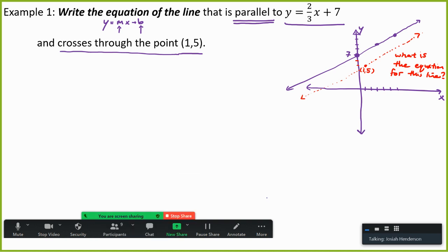That's our goal here. And the purple one, just as a reminder, I'm going to label that 2. This purple one is the one they gave us, y equals 2/3 x plus 7. Okay, now we want to write y equals mx plus b, but we don't know what those numbers are yet.